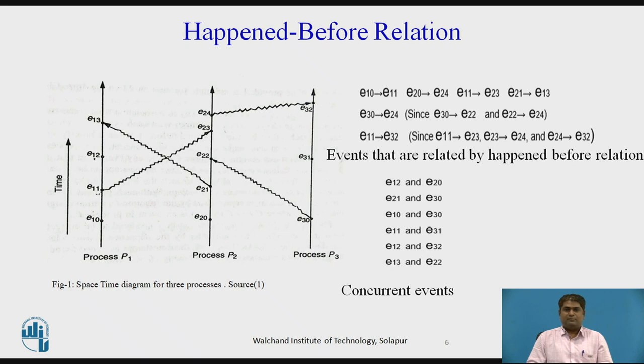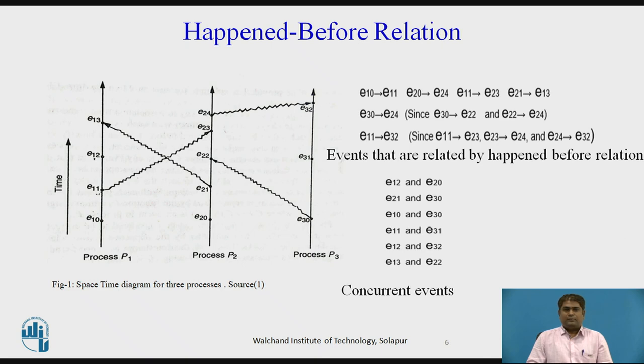For example, some of the events of the diagram that are related by the happened-before relation are: event 10 happened before event 11, event 20 happened before event 24, event 11 happened before event 23, and likewise event 11 and event 32, since from event 11 to event 23, event 23 to event 24, and event 24 to event 32.